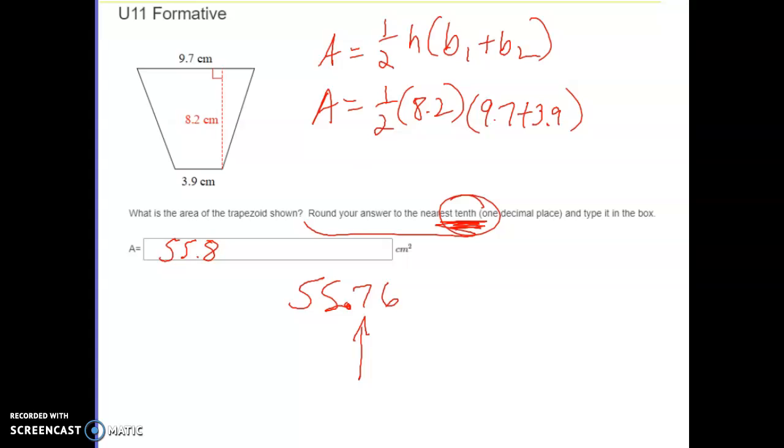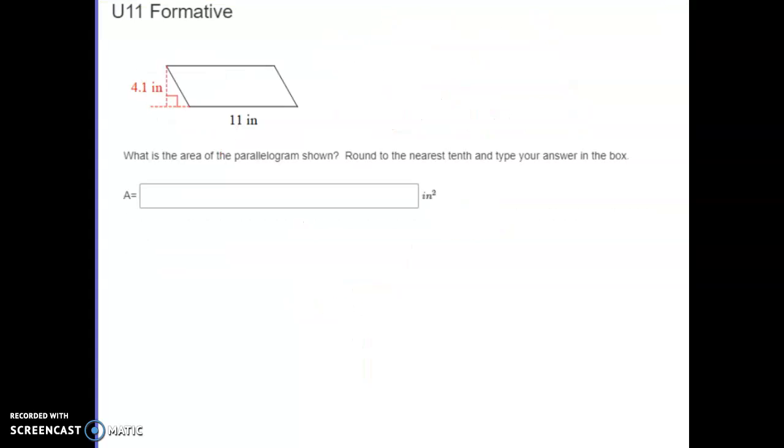Number 2. What is the area of the parallelogram? Well, that's just base times height. That's just 11 times 4.1, and when you do that, you get 45.1, which is already in tenths, so you don't have to worry about rounding.